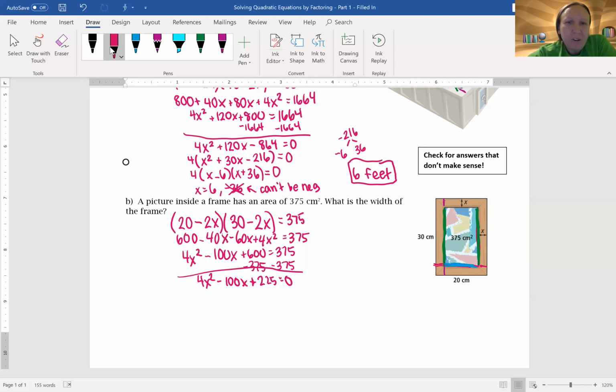So we get to do 4 times 225, which is 900. And we need 2 factors of 900 that add to negative 100. So you play around with the numbers. This one's actually not too bad, even though it does look a little large. It ends up being negative 90 and negative 10. But this is the one where we had that coefficient, so we need to split up that middle term. So we have 4x squared. Remember, it doesn't matter which one you do first. I'll just stick with that 90. So minus 90x minus 10x plus 225 equals 0.